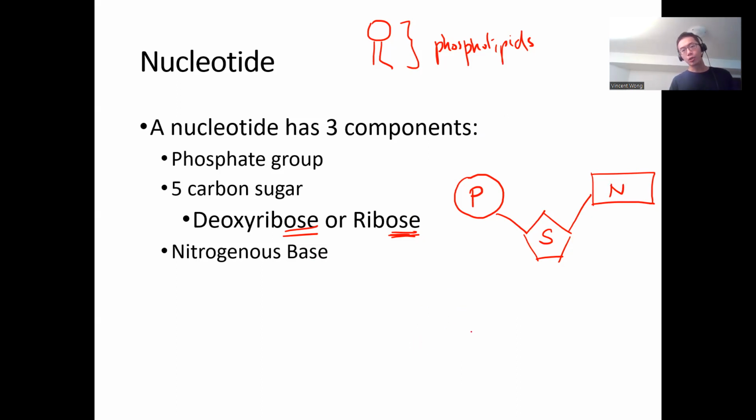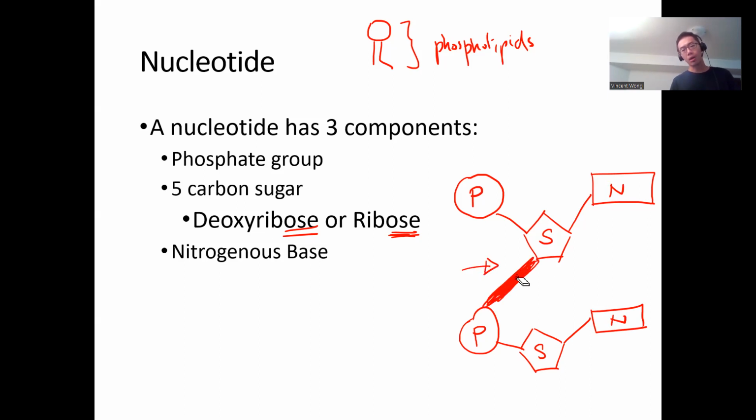Now, it's very complicated to show you the bond that is formed between the nucleotides, so we're not gonna do that. I'm just gonna briefly show it to you. We have one nucleotide here, one nucleotide here. You're gonna remove an OH from the sugar and an H from the phosphate, and you're gonna form a bond. This bond is the covalent bond that holds the nucleotides together.